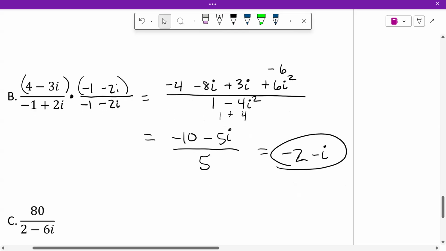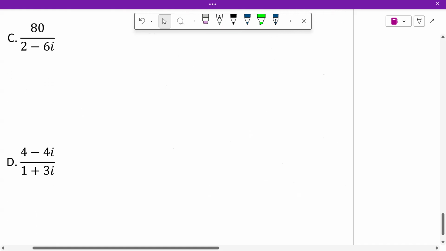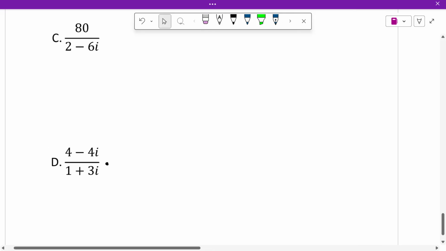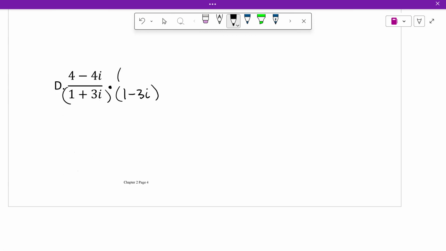Let's do one more and call it good. What's a complex conjugate on D? 1 minus 3I. So if we FOIL the top, first times first is 4. Outers is minus 12I. Inners is minus 4I. Last times last is plus 12I squared.